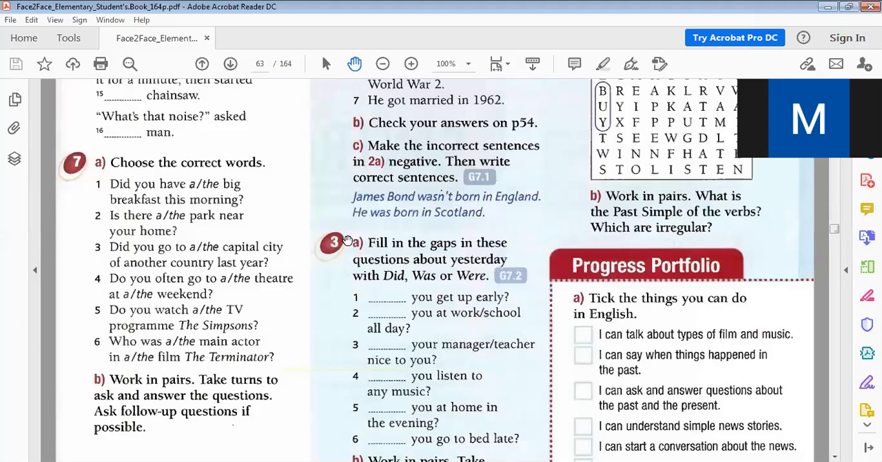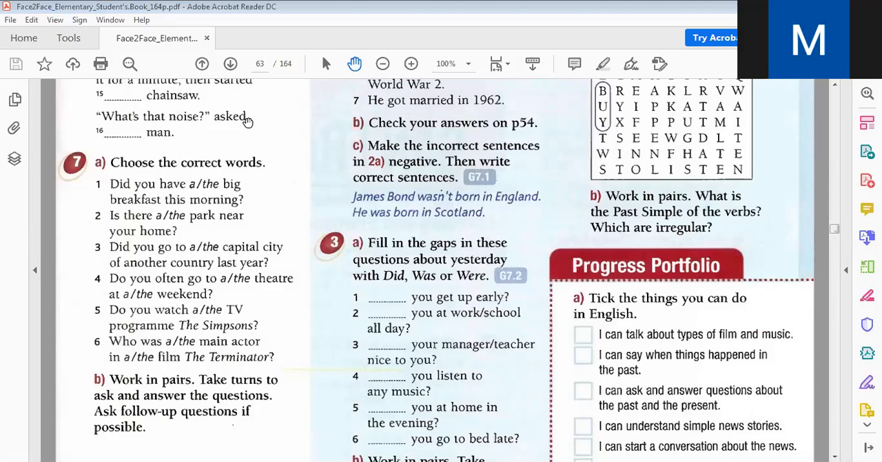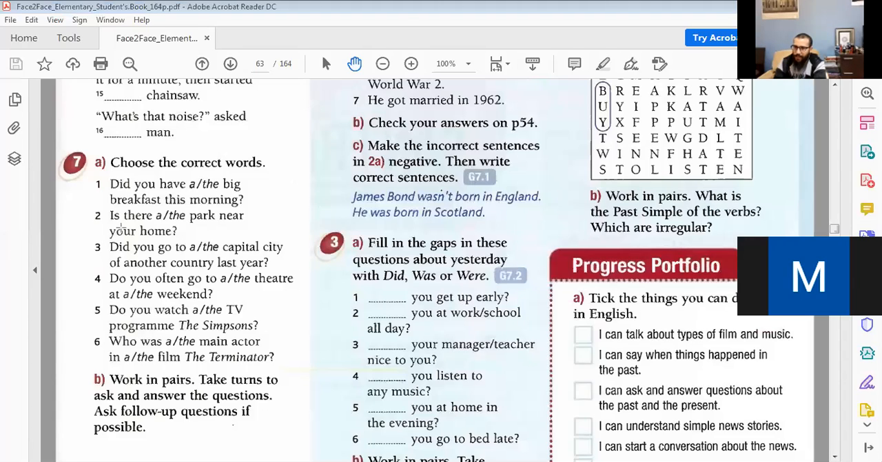Did you have a big breakfast this morning? Okay, Manal says a big breakfast. Who agrees with Manal? Who thinks this is the right answer? Is it a or the? Let's see the audience's opinions. What do you think, Rana? Is the answer correct? A big breakfast? Yes. That's right. The answer is correct. Correct. A big breakfast. Very nice.